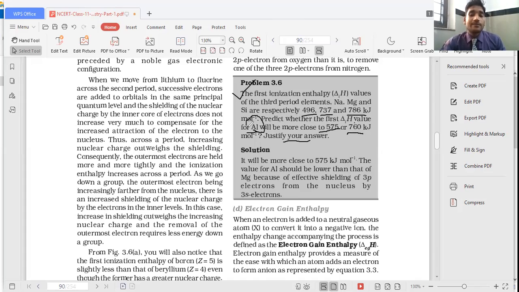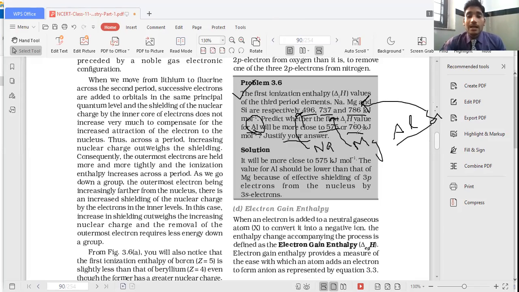The first ionization enthalpy of aluminium will be... see, in this period we are having sodium, then magnesium, then aluminium, and then silicon. We know as we go along a period, what happens? Along a period, ionization enthalpy value increases. Okay, so sodium's value is 496, magnesium is having value 737, and silicon is having value 786. Then what will happen to the first ionization enthalpy of aluminium?